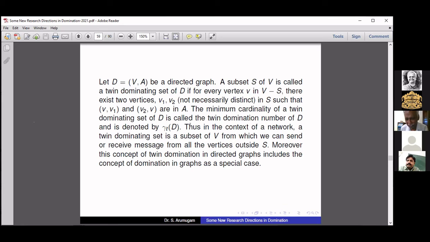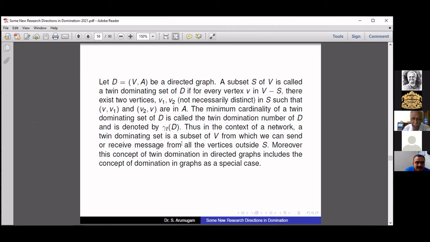Yes, they are the same. So you see that twin domination includes domination as a particular case. But the problem becomes very complicated, because with only one-sided arcs, domination becomes more difficult. The theory is more difficult, but keeps graph theory as a special case.